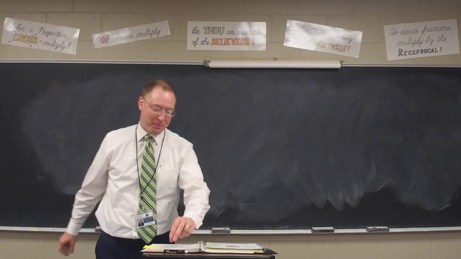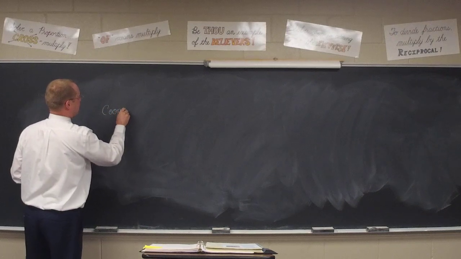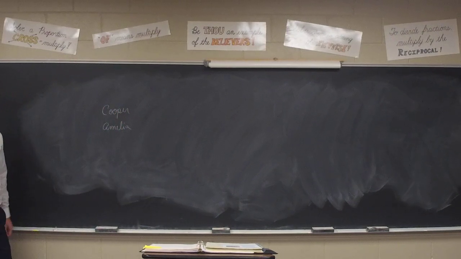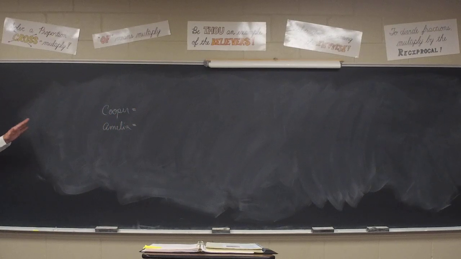What did we write down on the paper so far, Luciana? Cooper and Amelia. How many also had Cooper and Amelia written down? Okay, I'm seeing some people crossing things out already. This is not a good sign. All right, Cooper and Amelia are our 2 unknowns.